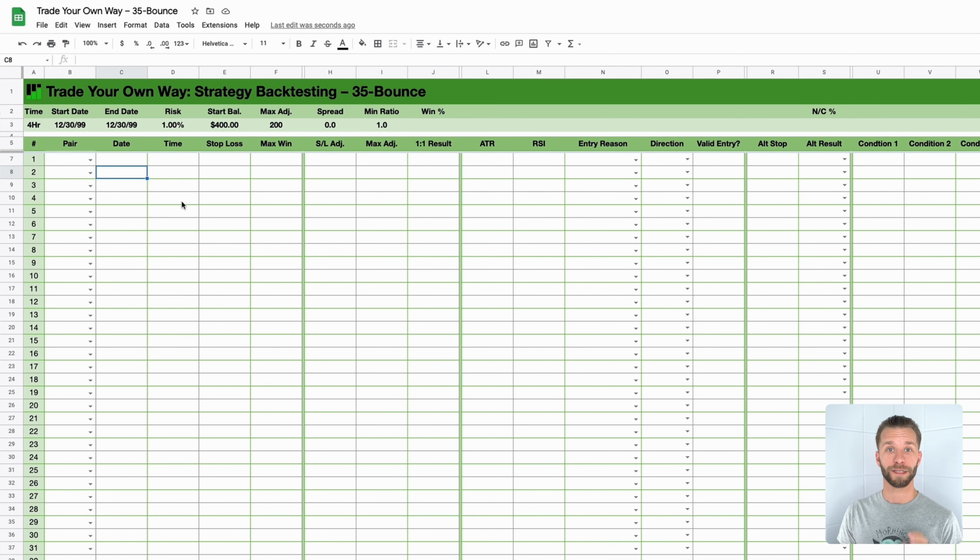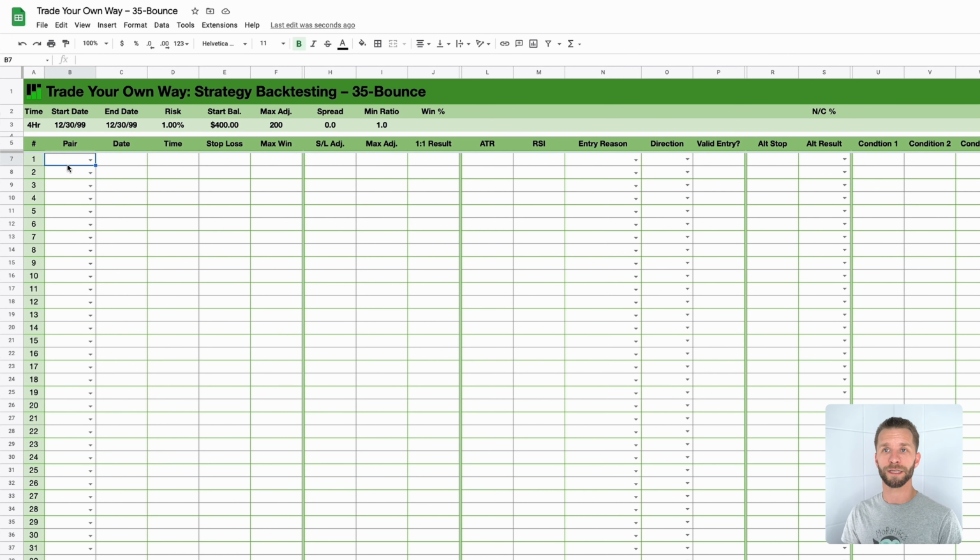Our 35 bounce strategy backtesting template is all set up. We've now put in 4 hours on our time frame. So while the sheet looks quite overwhelming, we're just going to concentrate on these 5 columns first. Everything else around it will start making sense as we fill the information in.